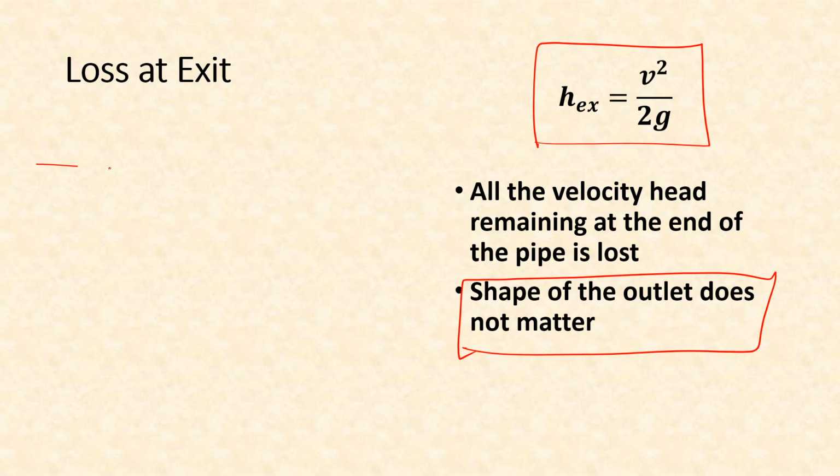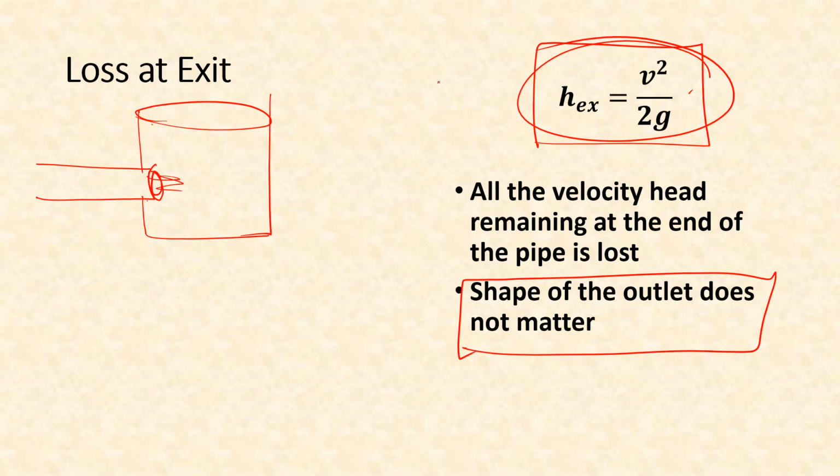So if this is the outlet, which is, suppose, releasing into some kind of a tank or reservoir, it doesn't matter what the shape of this outlet is. This amount of head will always be lost, whatever the velocity head inside the pipe is. Now we can interpret it in a different way.